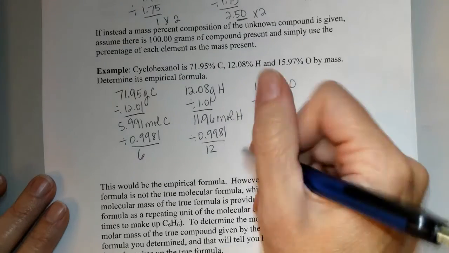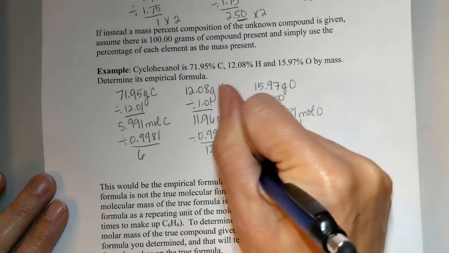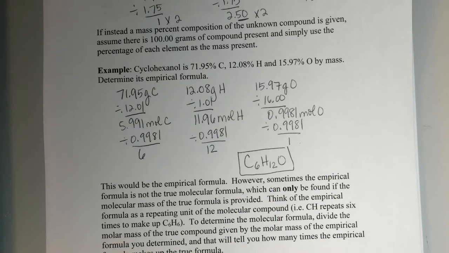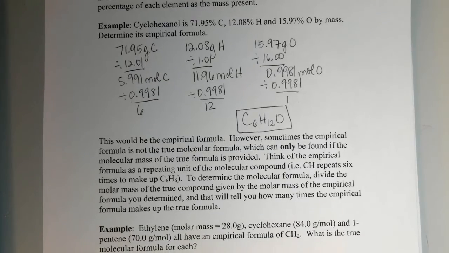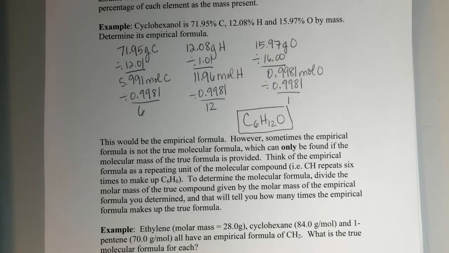So that is our empirical formula, C6H12O1, and you don't have to write the subscript of 1, you just write it as O. All right, so that would be hexanol or cyclohexanol. All right, and again, that is an empirical formula. That may not be the true actual formula, but what we know about this compound is for every 6 carbons, there's 12 hydrogens and 1 oxygen.